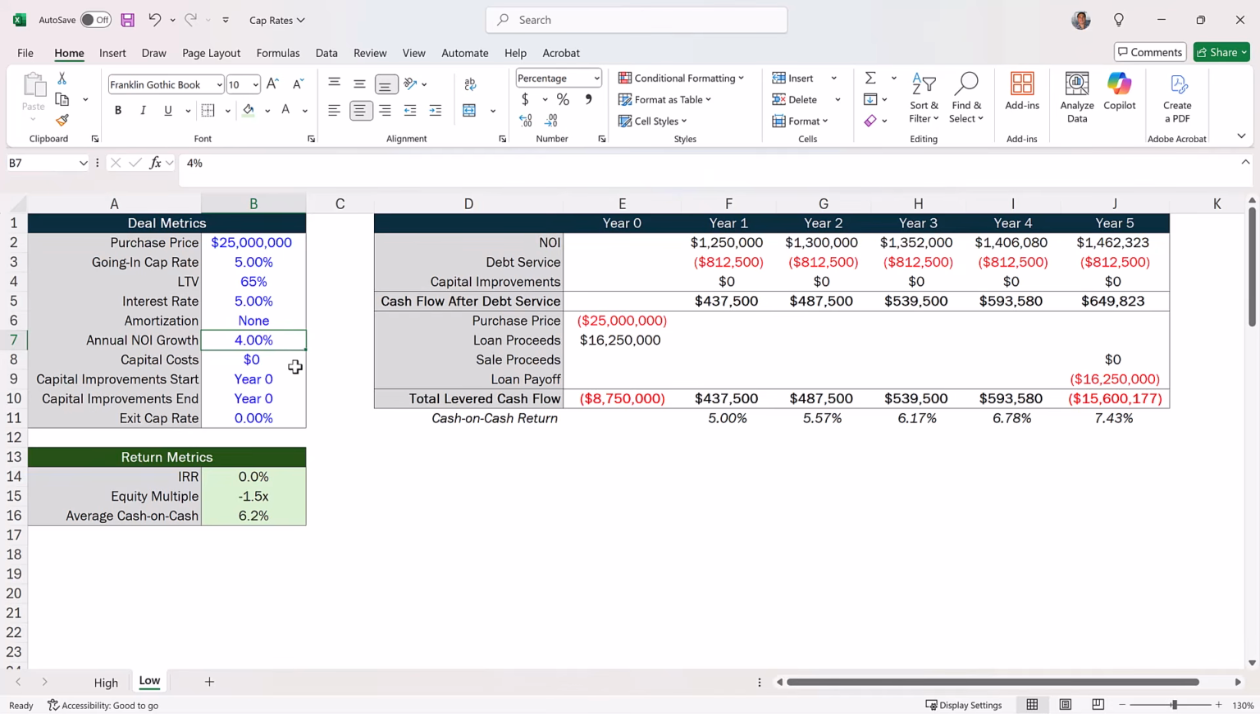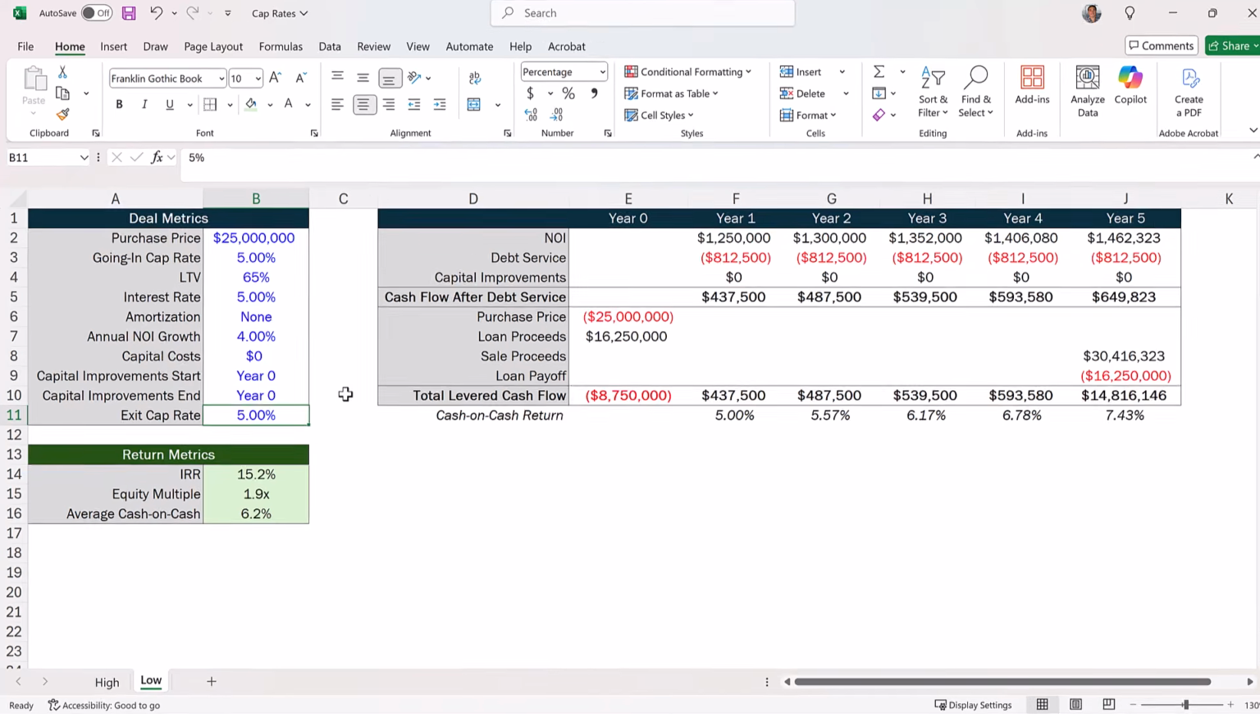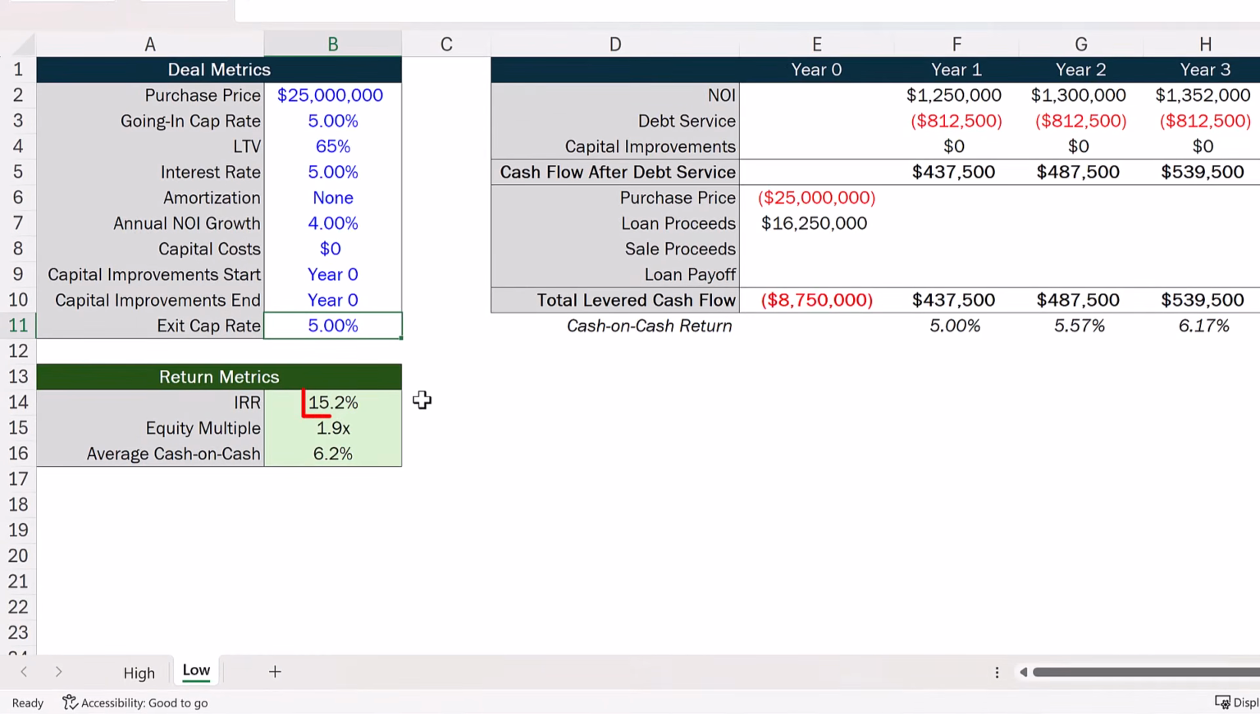Let's also say that this time the property is newer and doesn't have any outstanding capital needs from the investor, and if at the end of this 5-year period we assume to sell that property at that same 5% cap rate that we bought it at, now we generate a 15.2% IRR, a 1.9x equity multiple, and a 6.2% cash on cash return, all of which are higher than the deal with the much higher cap rate.